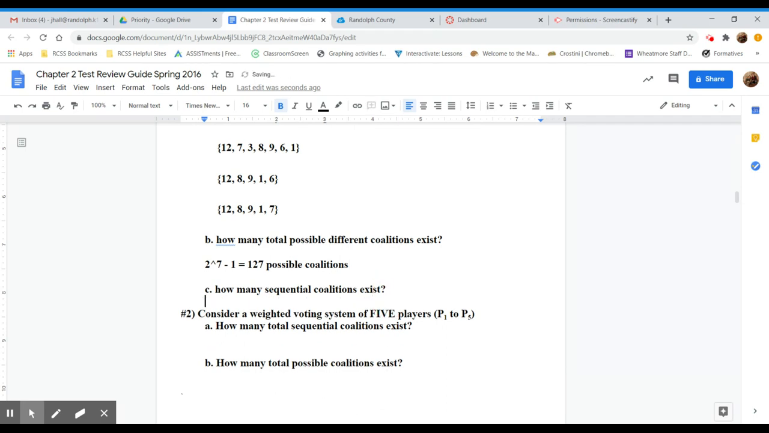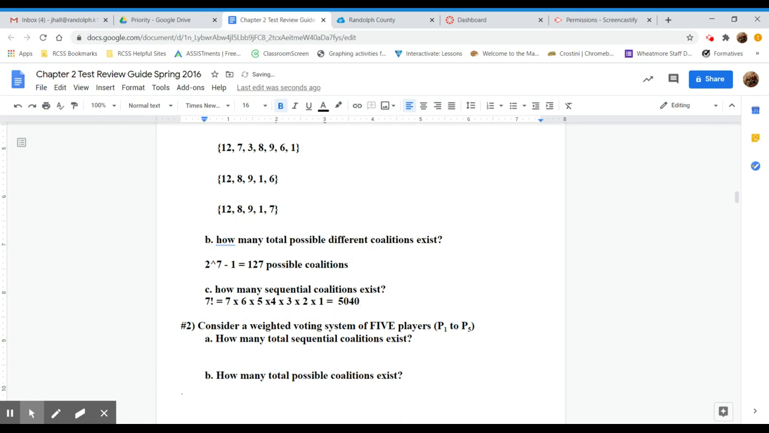How many sequential coalitions exist? This is 7 factorial, and remember that is 7 times 6 times 5 times 4 times 3 times 2 times 1. There is your 7 factorial. You can also do that in Desmos. I believe there's a function for you to do it on your Apple calculator, but it's 5040. We did a problem like that earlier.